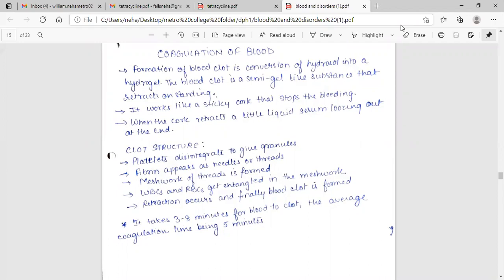Formation of blood clot is conversion of hydrosol into a hydrogel. The blood clot is a semi-gel-like substance that retracts on standing. It works like a sticky cork that stops the bleeding. When the cork retracts, a little liquid serum oozes out at the end.